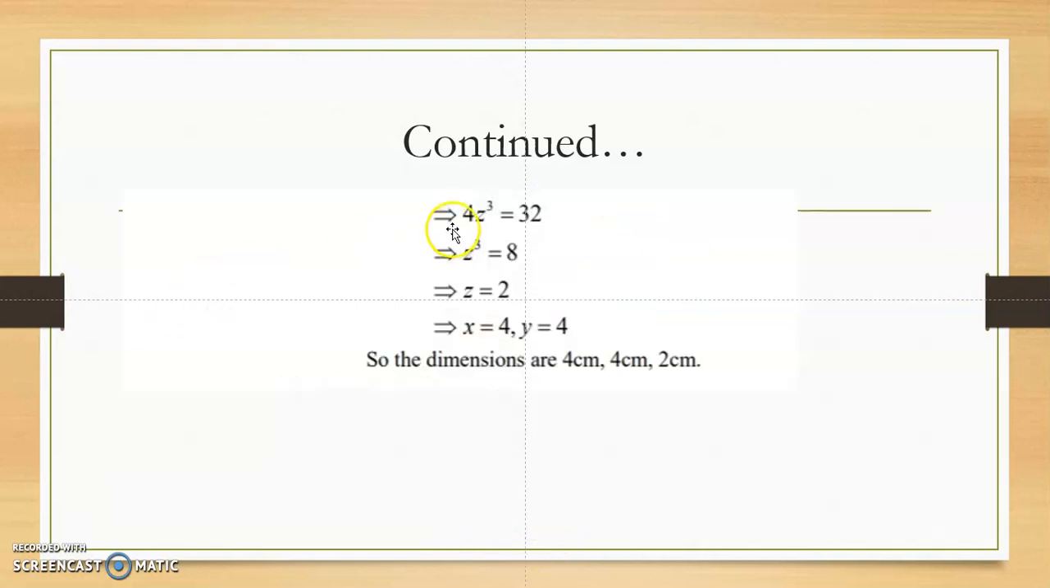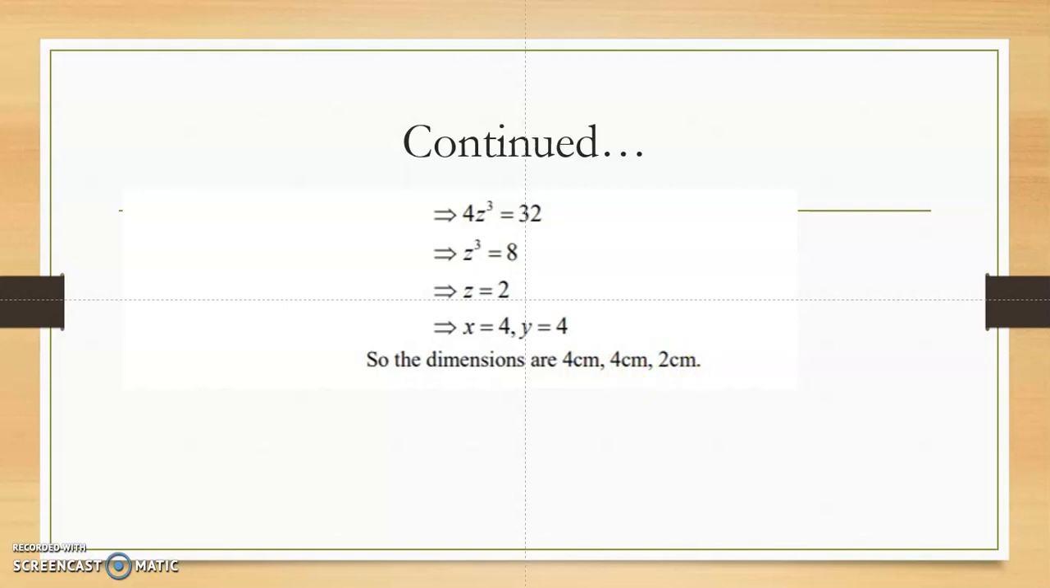z cube is equal to 8, then z is equal to 2. Substituting z is equal to 2 in x is equal to y is equal to 2z, we get x is equal to 4, y is equal to 4. So now we have found the dimensions of the rectangular box: 4 cm length, 4 cm breadth and 2 cm height.